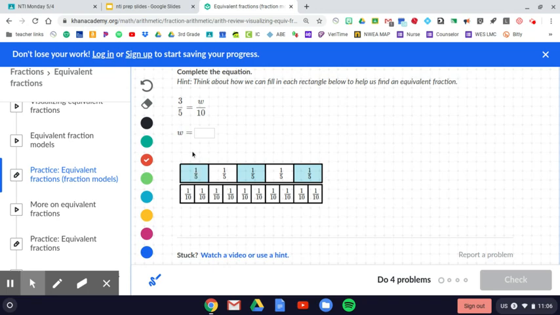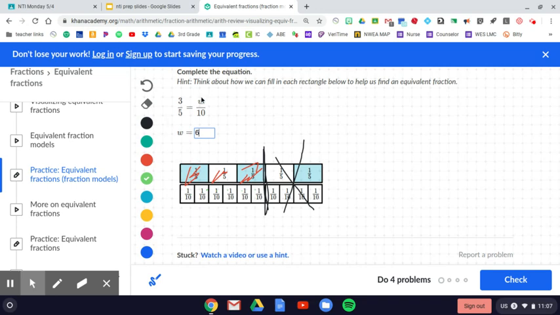3/5 is equal to how many tenths? So here are my fifths. I need 3 of them. 1, 2, 3. A strategy for equivalent fractions. I'm done with 3/5. I'm going to draw a line right here. I don't need anything else over here. So using this model, all I have to do is count up the tenths to figure out what number goes in the W place. 1, 2, 3, 4, 5, 6. 6/10 is equal to 3/5.